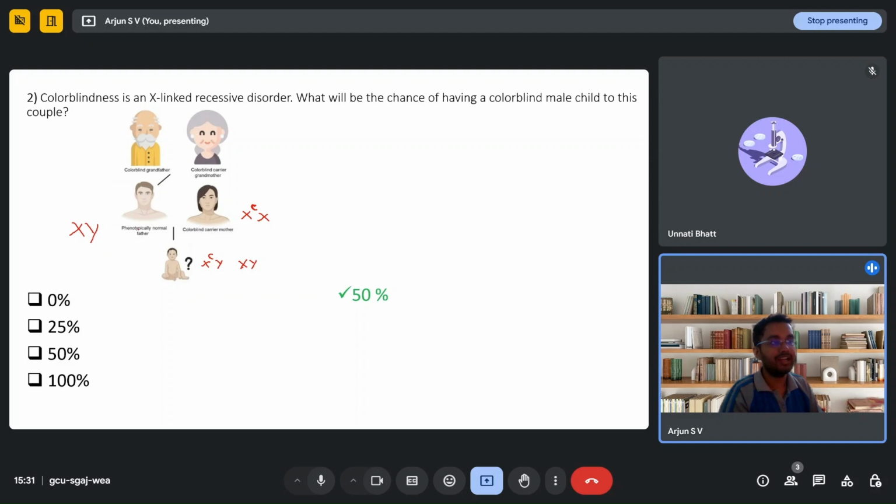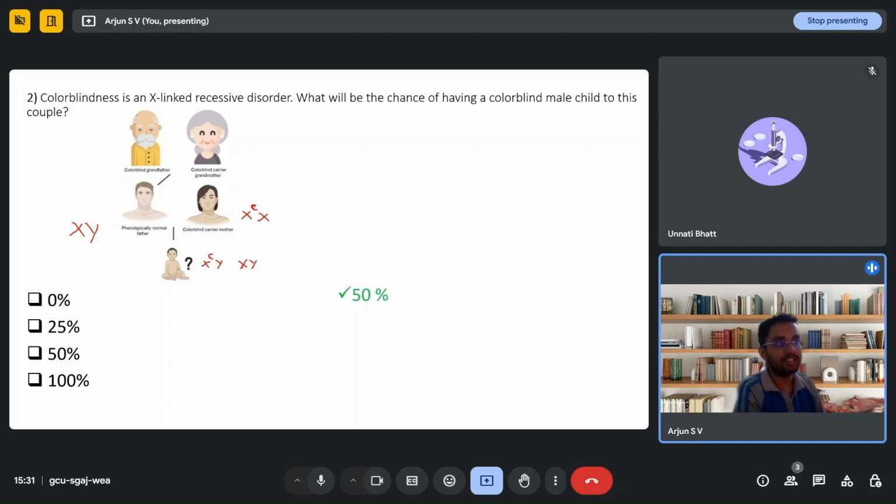On the other hand, take the phenotypically normal father. If he had color blindness, he would be XCY, because it's an X-linked disorder. The Y won't carry the color blindness character. Since he is normal, his karyotype is XY, where the X is a normal X chromosome and not a mutant for color blindness. And they are going to cross to give a male child.